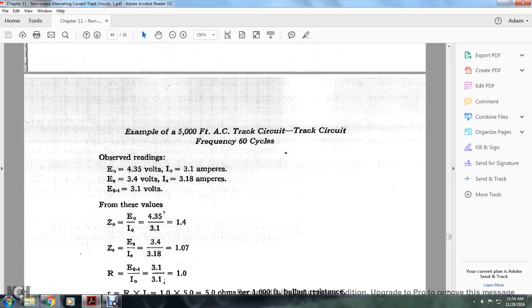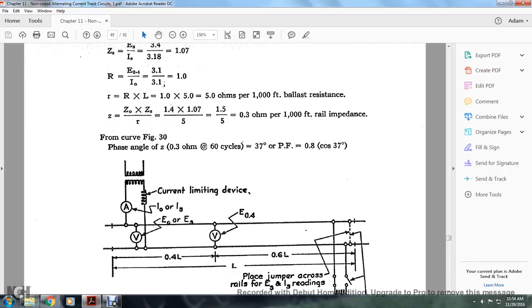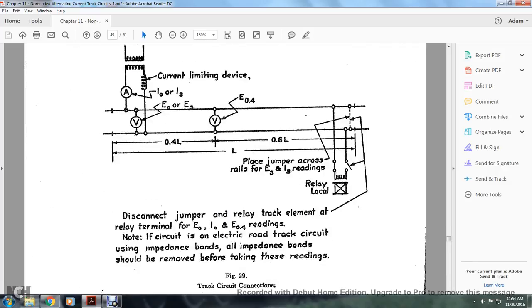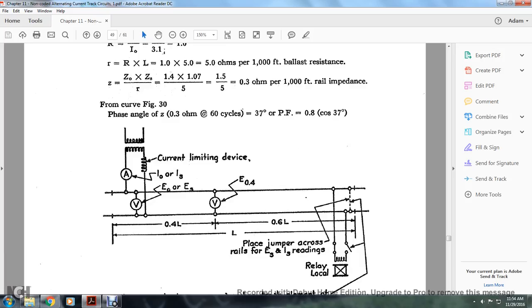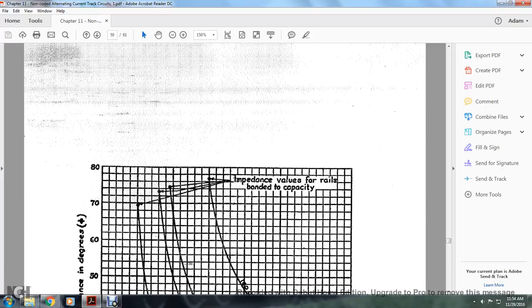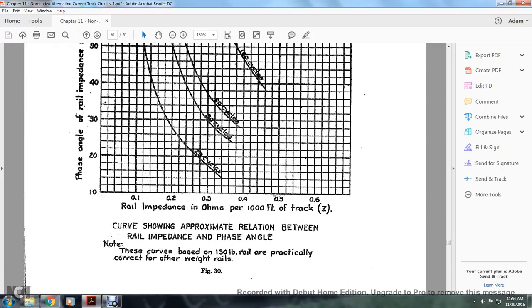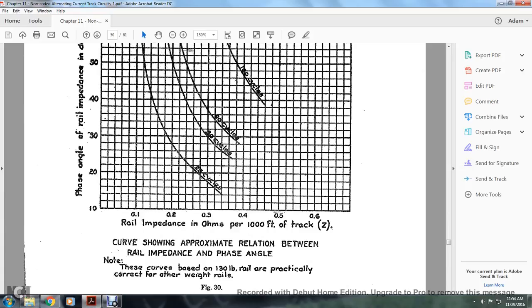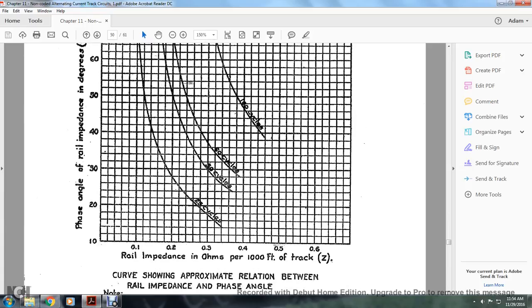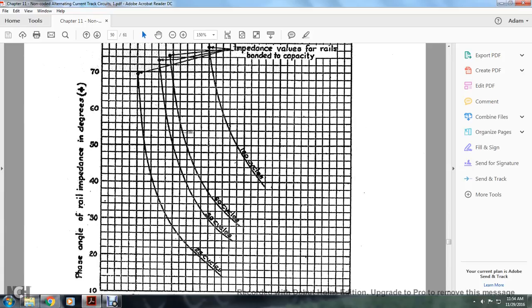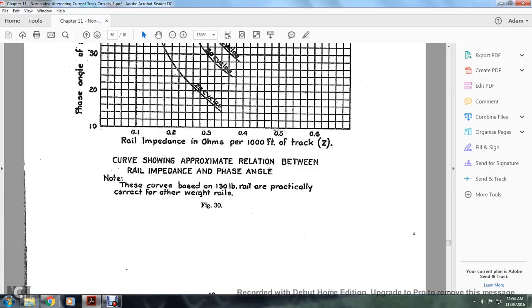Alright, this shows examples of 5,000 feet of AC track circuit, frequency 60 cycles, and this just shows Figure 29, track circuit connections. Figure 30 shows the curve showing the approximate relationship between rail impedance phase angle, the angle of the rail impedance in ohms per 1,000 feet of the track, and the rail impedance angle in degrees.